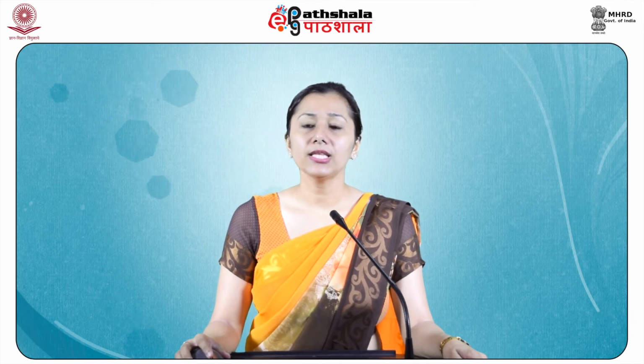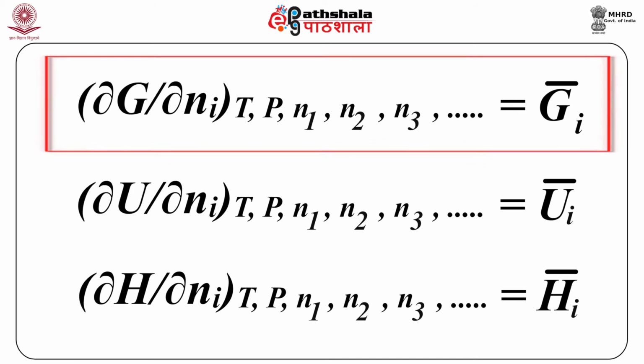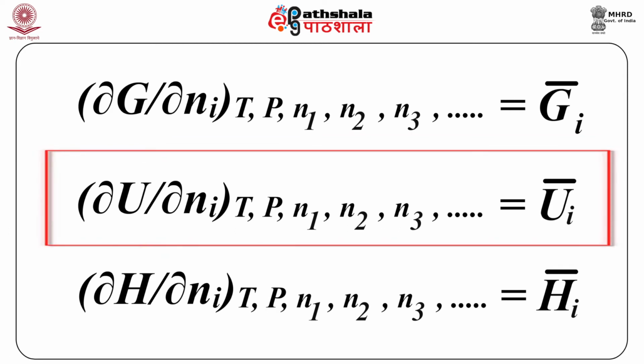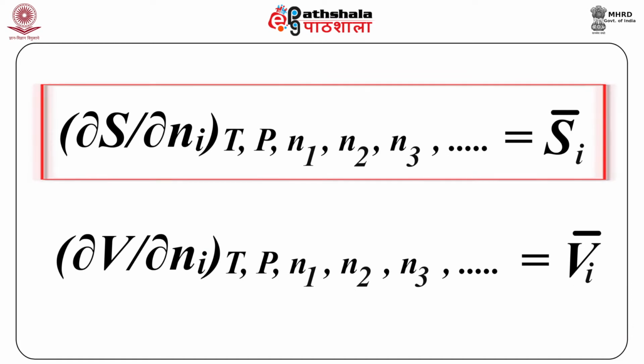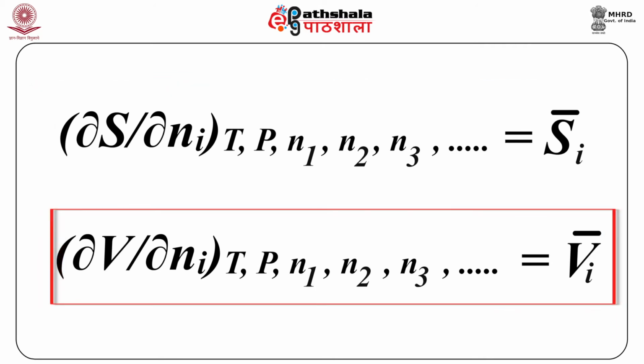Thus, for any component, say the ith component of a system, we have partial molar Gibbs energy as (dG/dni) at constant T, P, n1, n2, n3 and so on as Ḡi, partial molar internal energy as (dU/dni) at constant T, P, n1, n2, n3 and so on equals Ūi, partial molar enthalpy (dH/dni) at constant temperature, pressure, n1, n2, n3 and so on equals H̄i, partial molar entropy (dS/dni) at constant T, P, n1, n2, n3 and so on equals S̄i, partial molar volume (dV/dni) at constant T, P, n1, n2, n3 and so on equals V̄i. This is our equation 47.